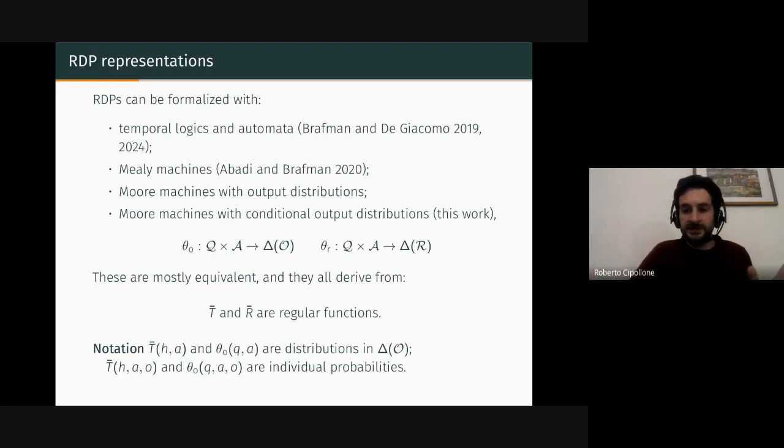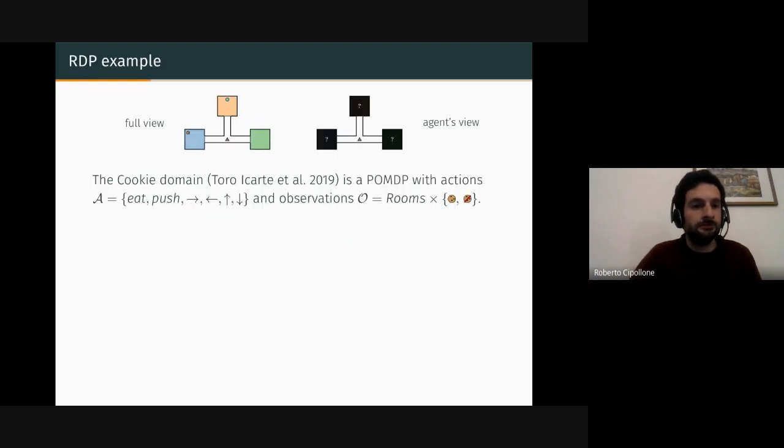So let's go on with the example and understand how they work. Let's take an example from the literature, from this paper by Toro Icarte. That's a POMDP. There's this agent moving between rooms. Here there's a button that the agent can press.